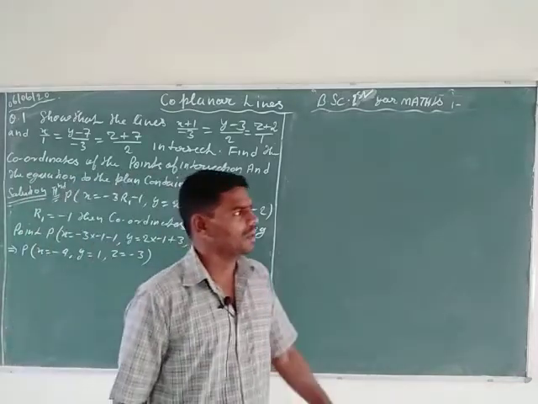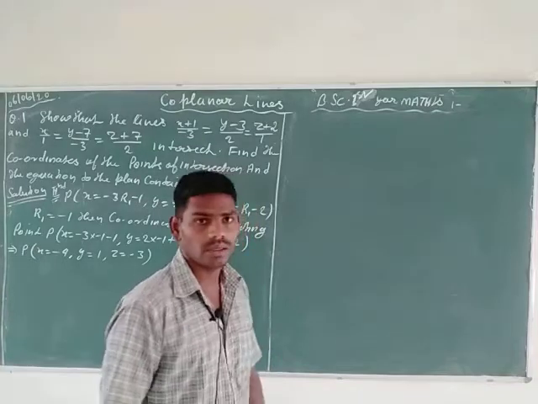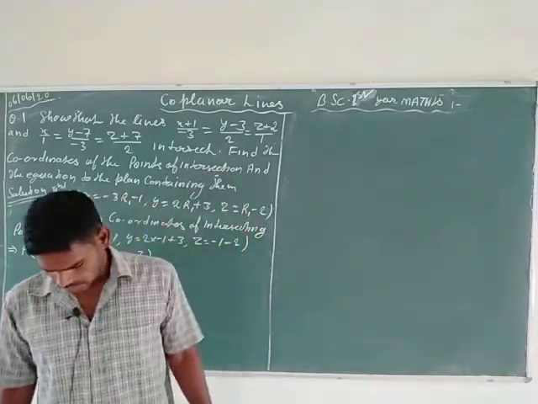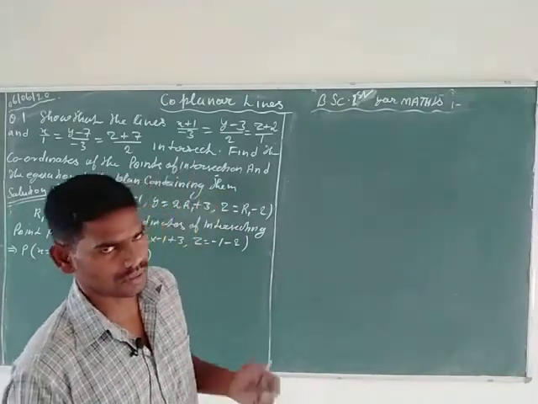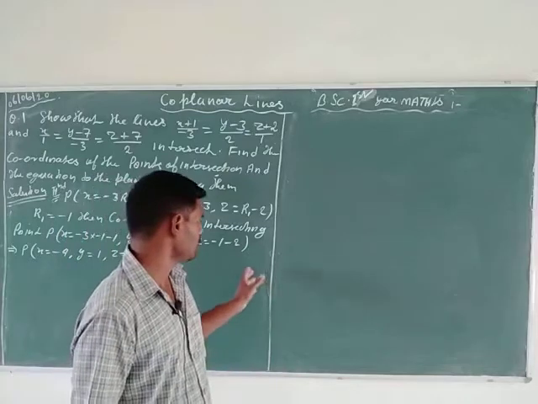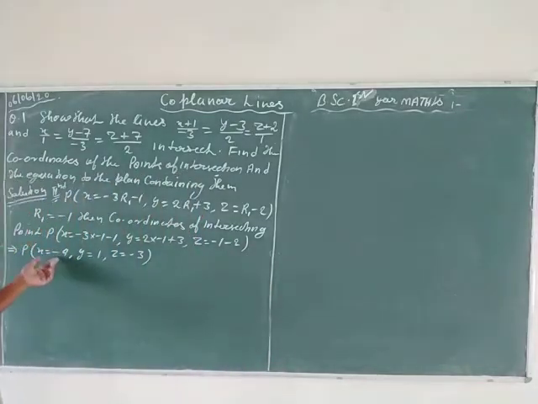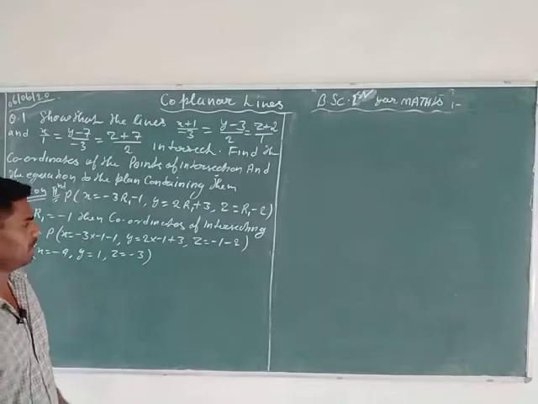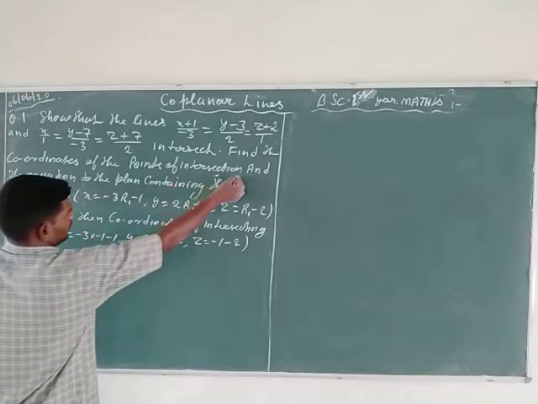The second way is putting the value of R2 in the second line coordinates of capital P, and you get the same coordinates of the intersecting point: x is equal to -4, y is equal to 1, and z is equal to -3. Now the second part of the question is complete.